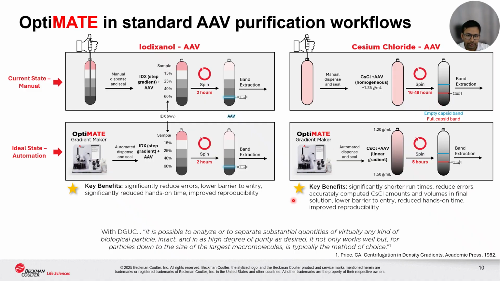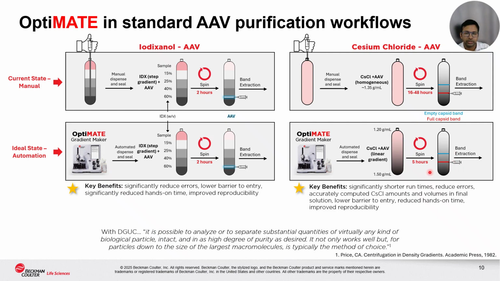Now with the OptiMATE Gradient Maker, as you can imagine, the steps involved in the manual dispense have not necessarily been described as laborious and error prone. The key benefit you're looking at is shorter runtime. And I'll talk about the mechanism of this in the next slide in detail. What you do is you create a preformed gradient with defined upper and lower limit densities. And then you do the ultracentrifugation, where under the influence of the ultracentrifugal force, you have the migration of the particles to match their equilibrium densities, and then you actually get this band separation. You can extract the full capsid bands.